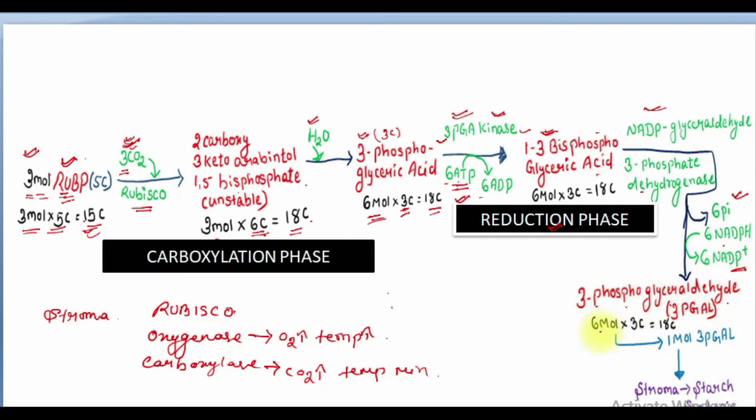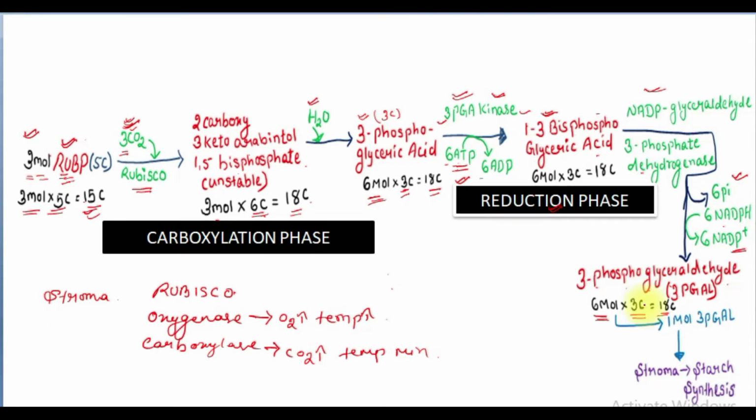3-phosphoglyceraldehyde. How many molecules of 3-phosphoglyceraldehyde? 6 molecules of phosphoglyceraldehyde, because it is a 3-carbon containing compound. So for balancing the equation, we need 6 molecules of 3-carbon containing compound, which in total gives us 18 carbon. So we have here 6 molecules of 3-phosphoglyceraldehyde. 1 molecule of phosphoglyceraldehyde will be used.